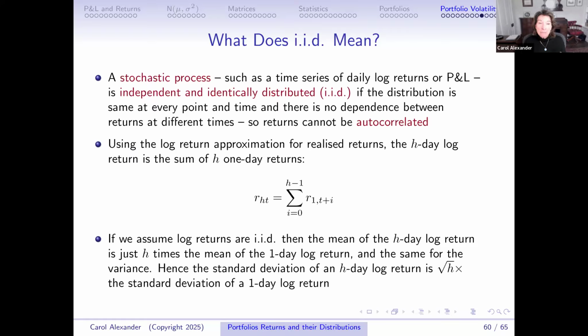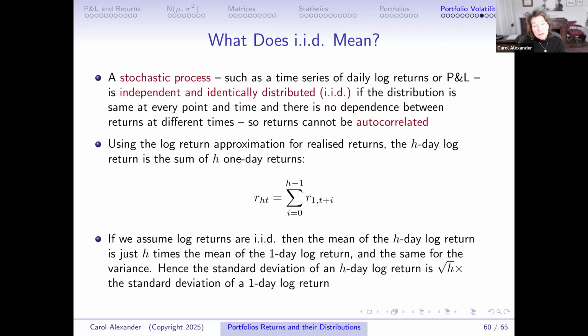And in particular, returns can't be autocorrelated. In other words, if you suddenly have a positive return, you're not going to get positive autocorrelation, another positive and another positive. Or negative, if you have a large positive return, you're not suddenly going to have a large negative return because of that. The past returns have no effect on the return today. That's independent.